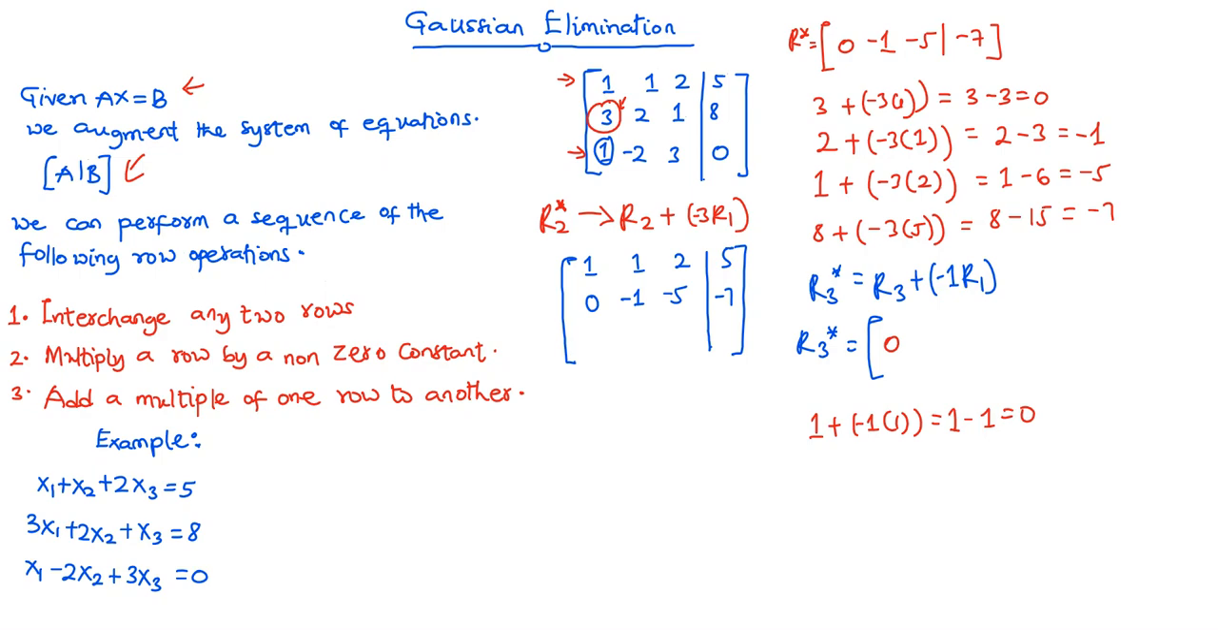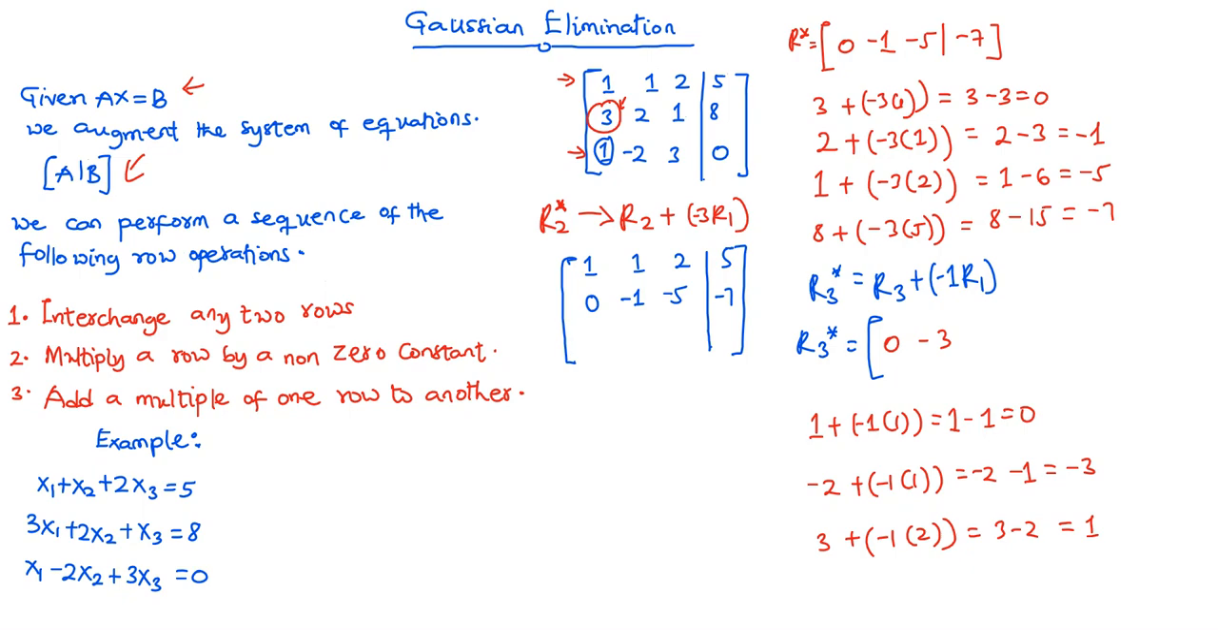And for the second one also, we have minus 2 plus minus 1 multiplying 1. This will give us minus 2 minus 1, which will be equal to minus 3. So the second entry is minus 3. And then for the third entry, we are going to have 3 plus minus 1 multiplying 2. This will be equal to 3 minus 2. And that gives us a value of 1.